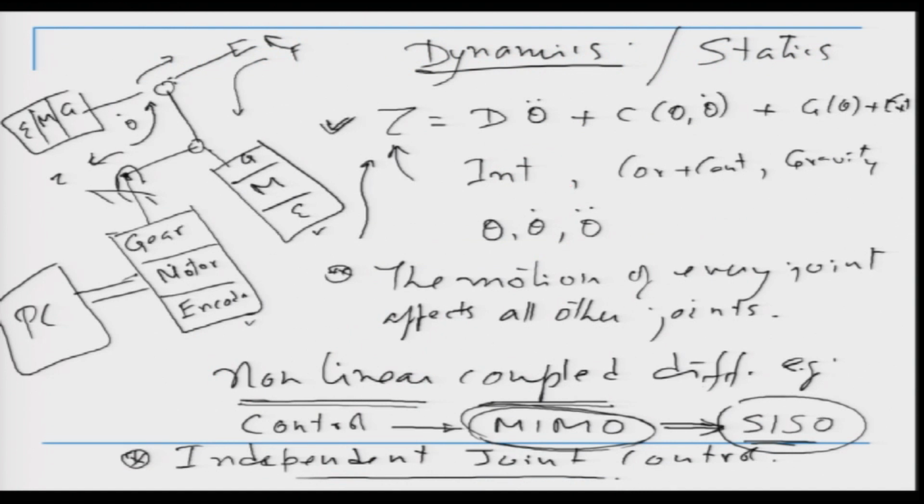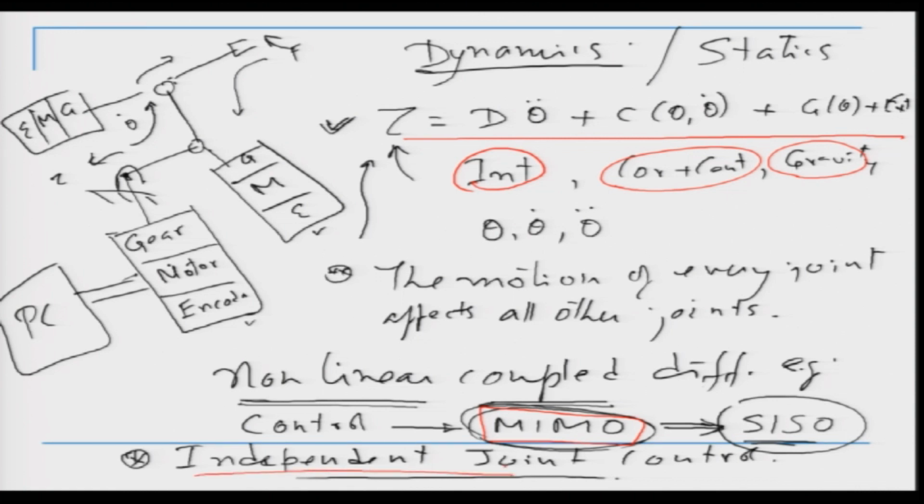Now what we looked at further in terms of the control system is that our equation of motion comes out something like this, which consists of the inertia part, the Coriolis centrifugal part and the gravity part. So in reality a robot control system is a multi-input multi-output system, but we simplify it by saying that this is an independent joint control. That means every joint consists of a motor, gear and an encoder, and we also say that this is a single input single output system.